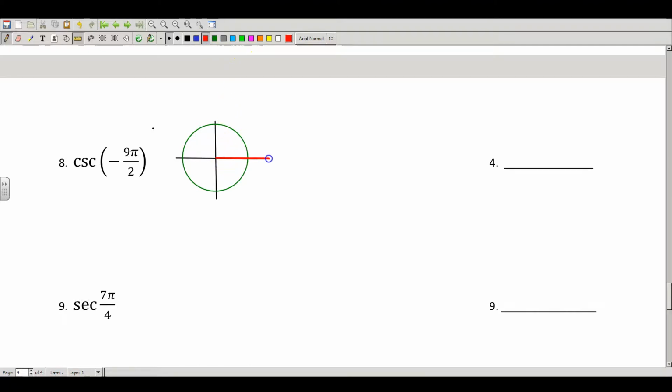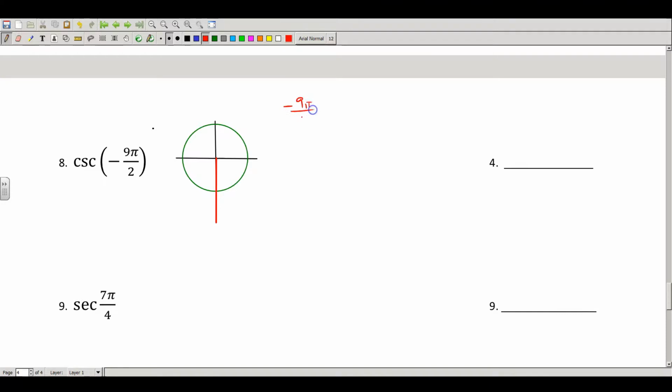I could say negative 9/2 would be going this way, and you could count off by halves: 1/2, 2, 3, 4, 5, 6, 7, 8, 9. 9/2 is going to be just pointing straight down, right? You could also think about that as a mixed number, negative 4.5. So negative 2π, negative 4π and a half. It's down here, okay?